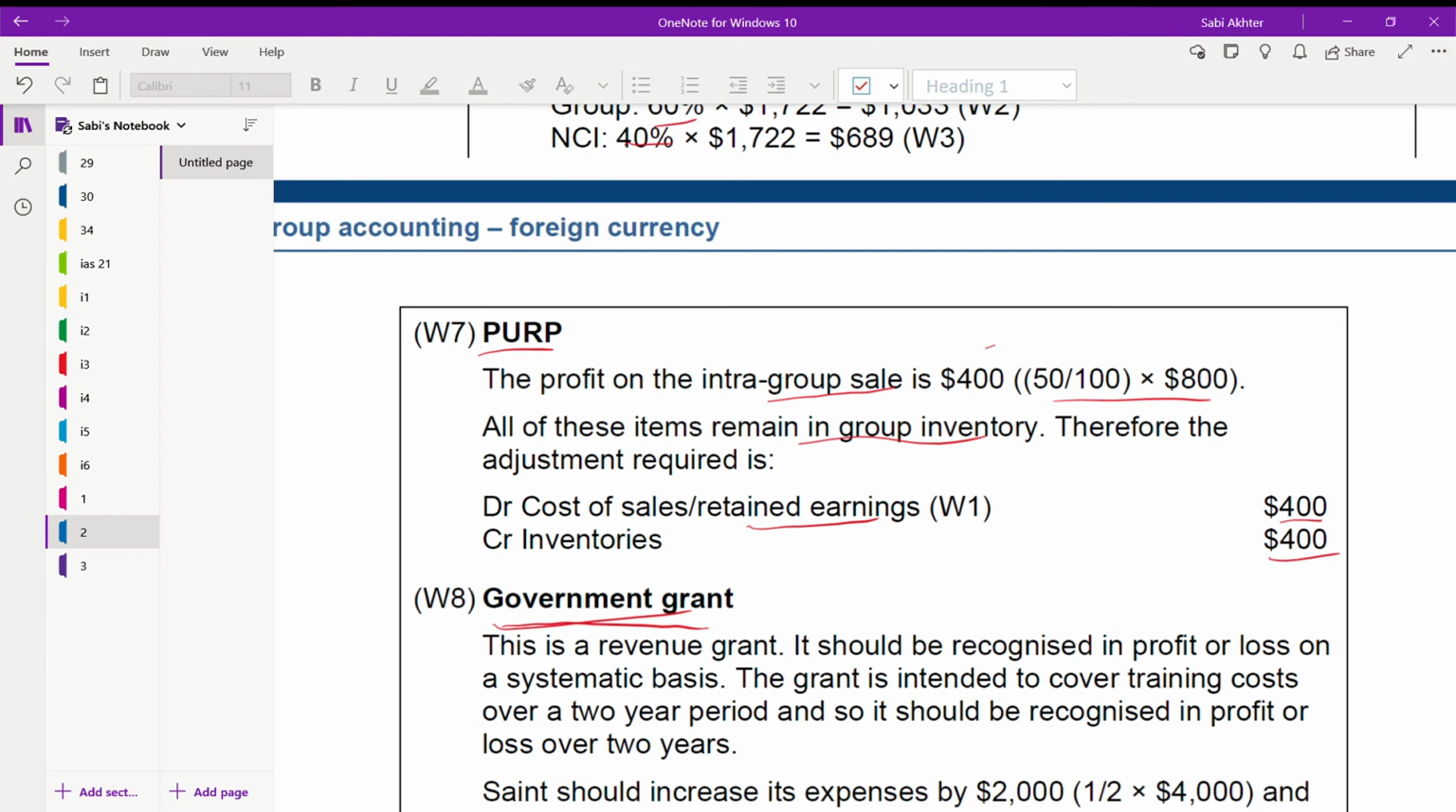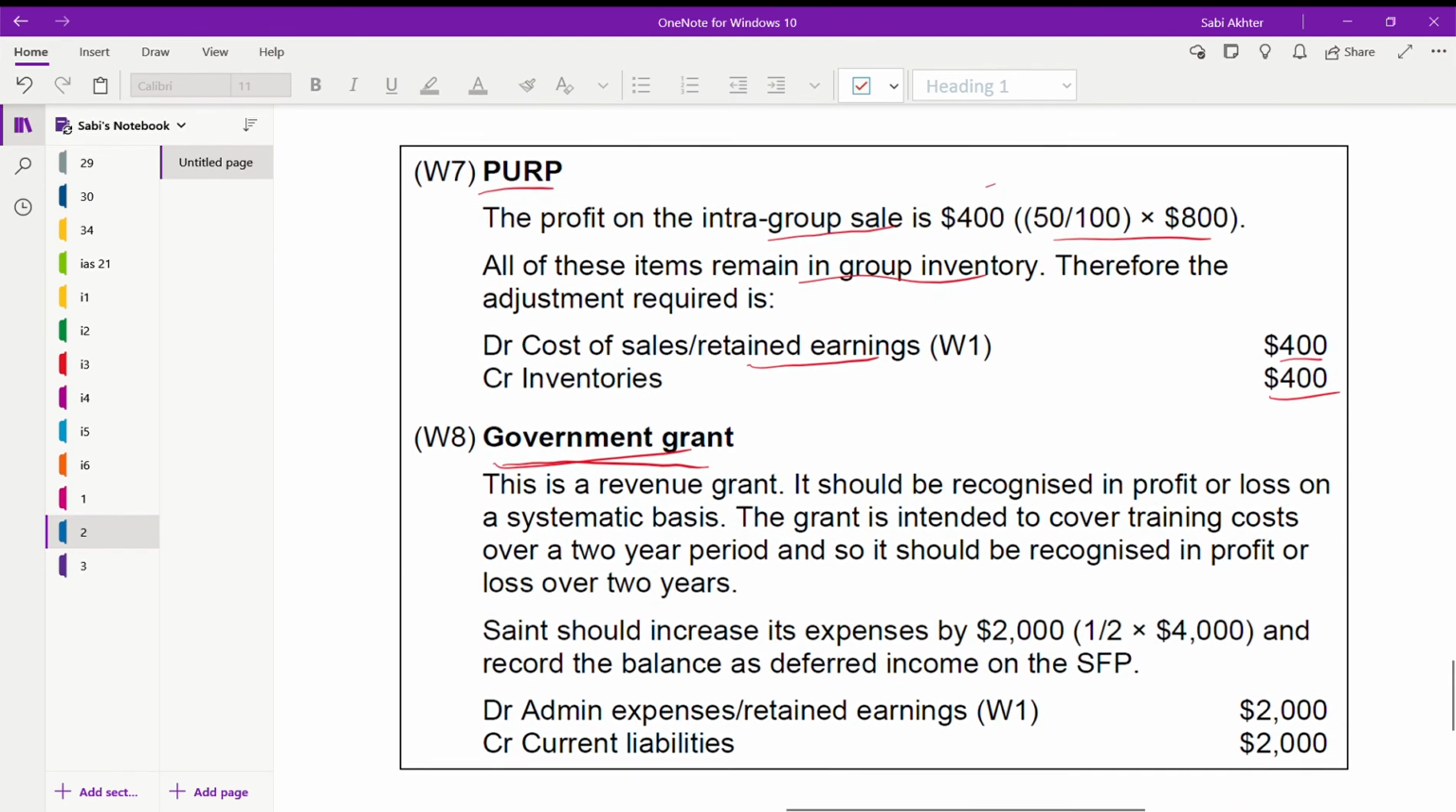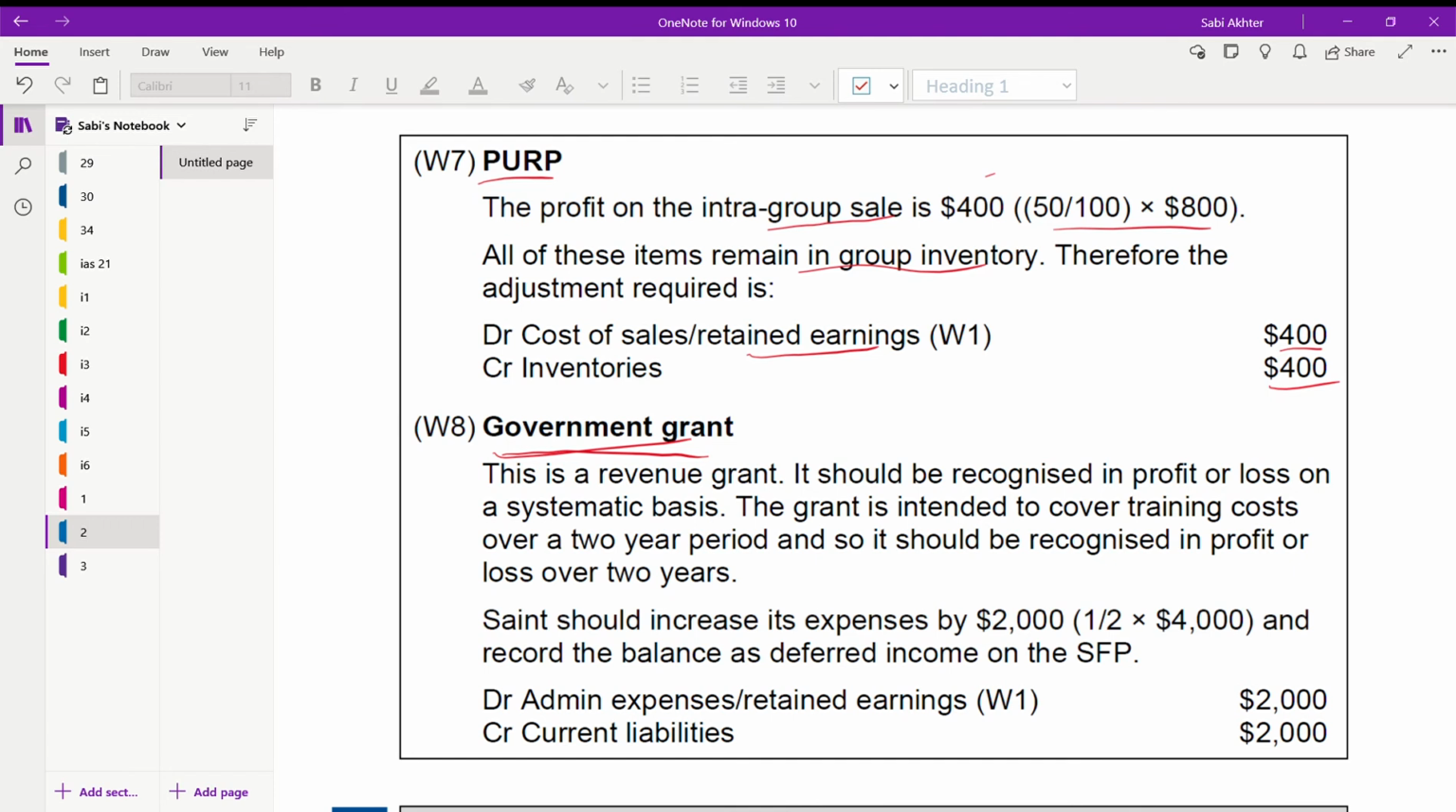Now coming to the government grant. You first have to identify whether it's a capital grant or a revenue grant. This is a revenue grant. That's why it should be recognized in profit or loss on a systematic basis, that means over a 2-year period. You understood it as a revenue grant because they told us it will be for the training cost. It cannot be a capital grant. So it should be recognized in profit or loss over the 2 years.